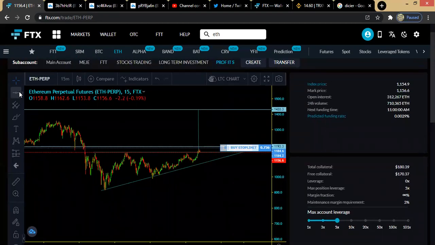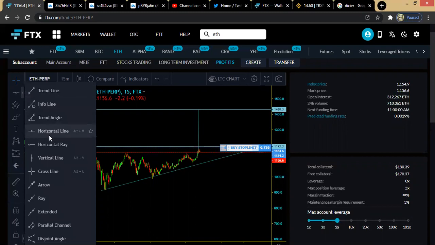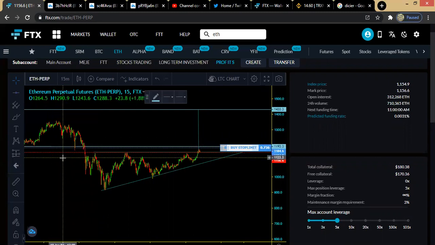Then I look at the chart once more. Where do I think my bias will be invalidated? Okay, here this is actually a support level. So conventionally, what people do is that they want to put their stop loss at the support level.